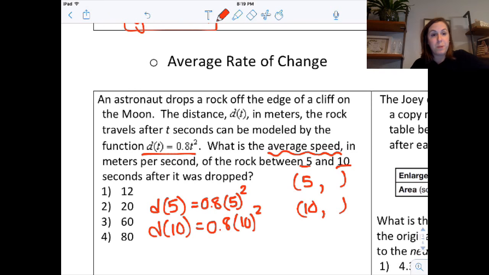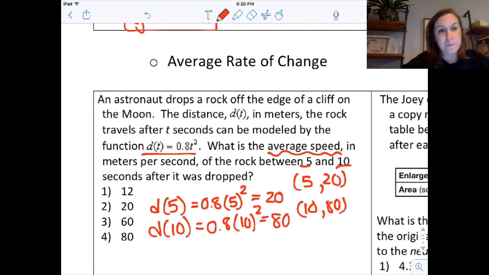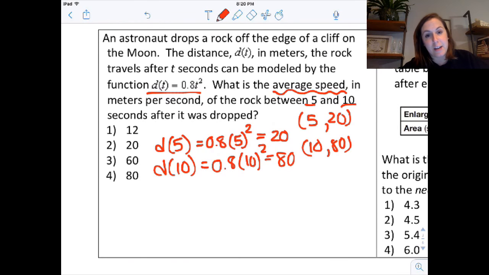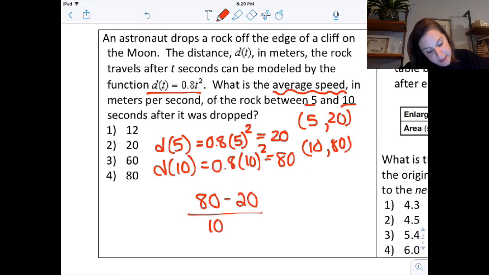So 0.8 times 5 squared is 20. 80% of 25. And 0.8 times 100, I shouldn't do it in my calculator because I'm a math teacher. It's 80, but it's Monday night. We're checking. So this would be 20, and this would be 80. So now I'm going to actually calculate that rate of change because getting just that is not enough. So change in y, 80 minus 20, over change in x, 10 minus 5. That is 60 over 5, which is 12.